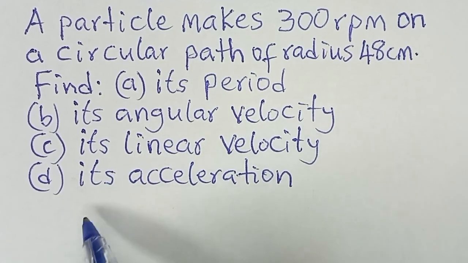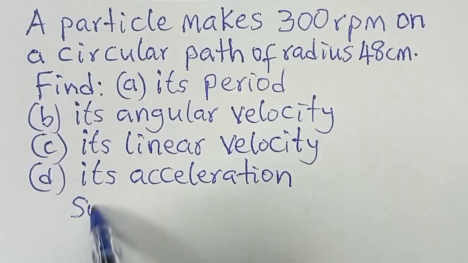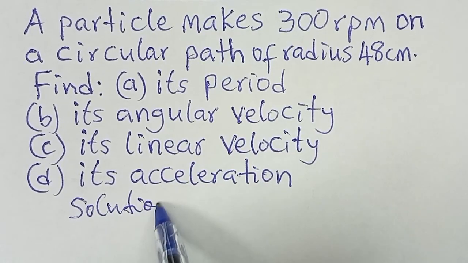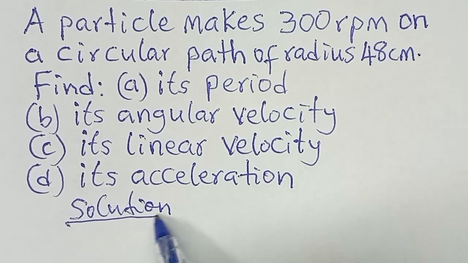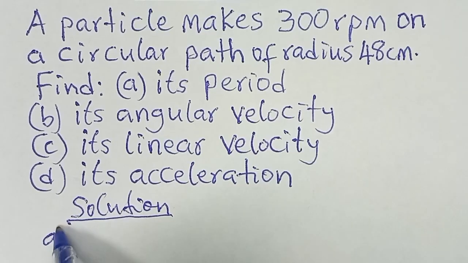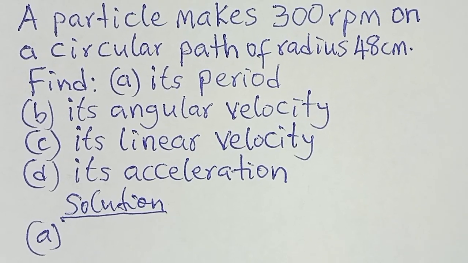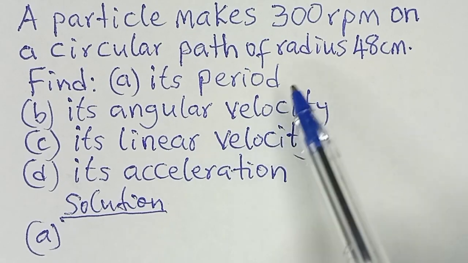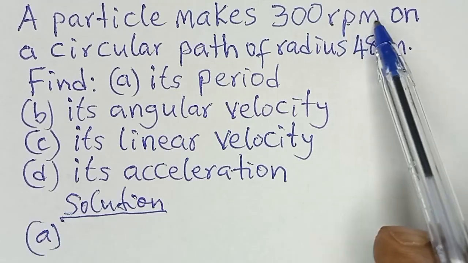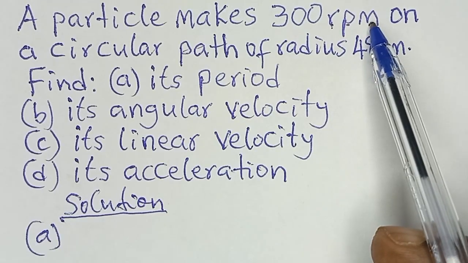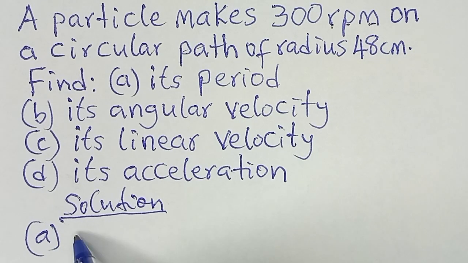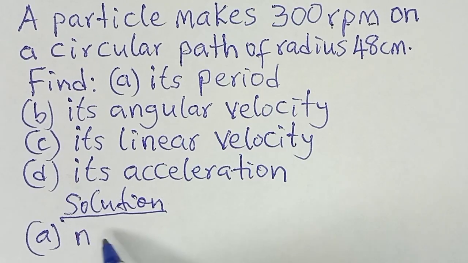So let me start by saying solution. And then I'll start with question A. Here we have to find the period. But now, based on what we are given, 300. This RPM means revolution per minute. So we say N, which is the number of oscillation or number of revolution, is 300.